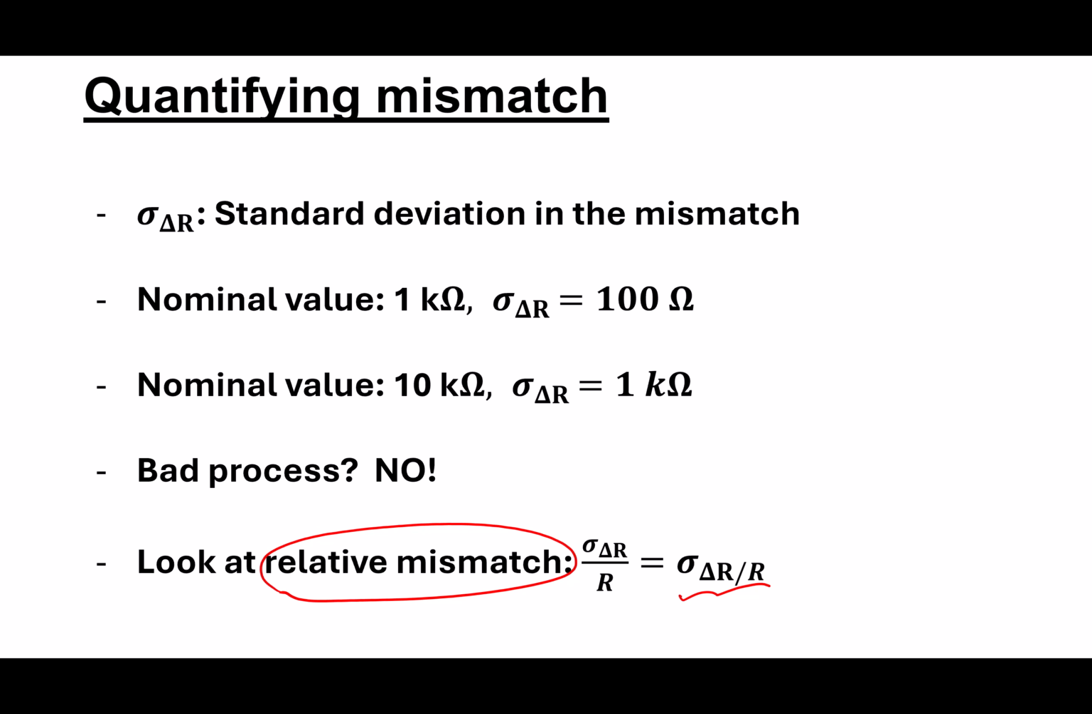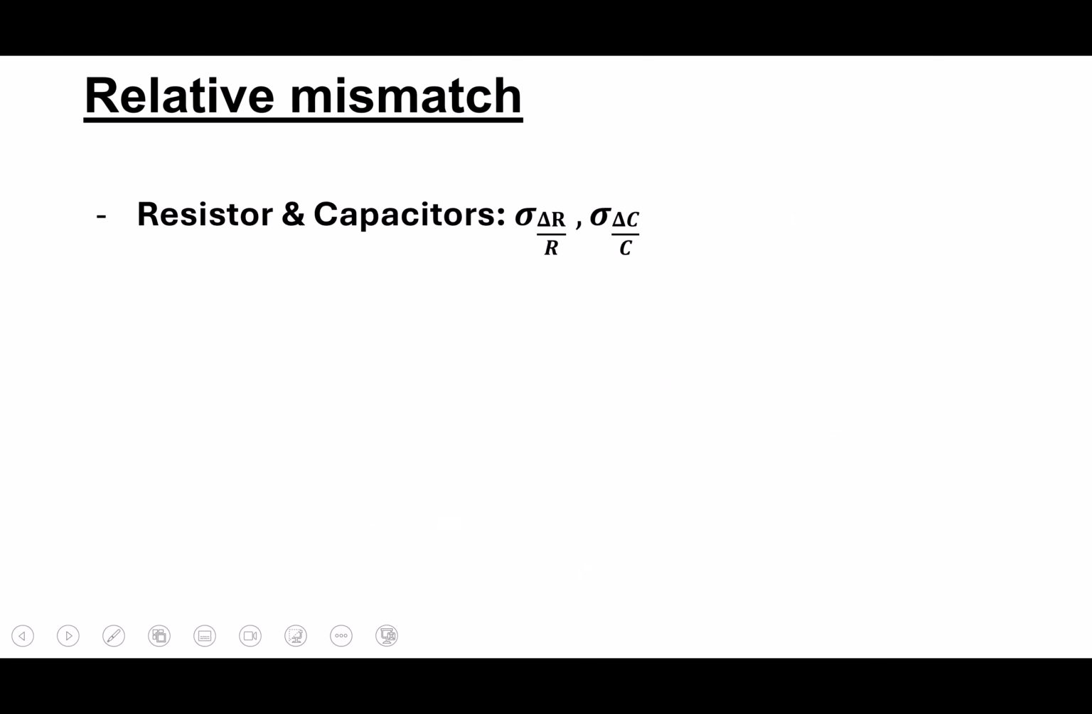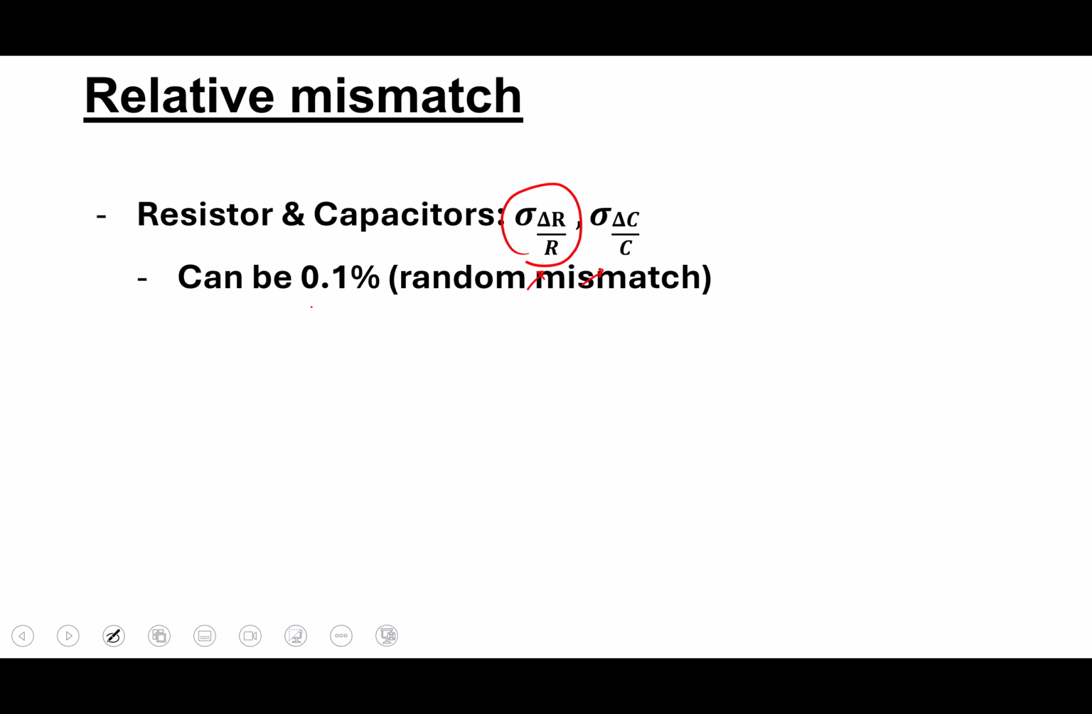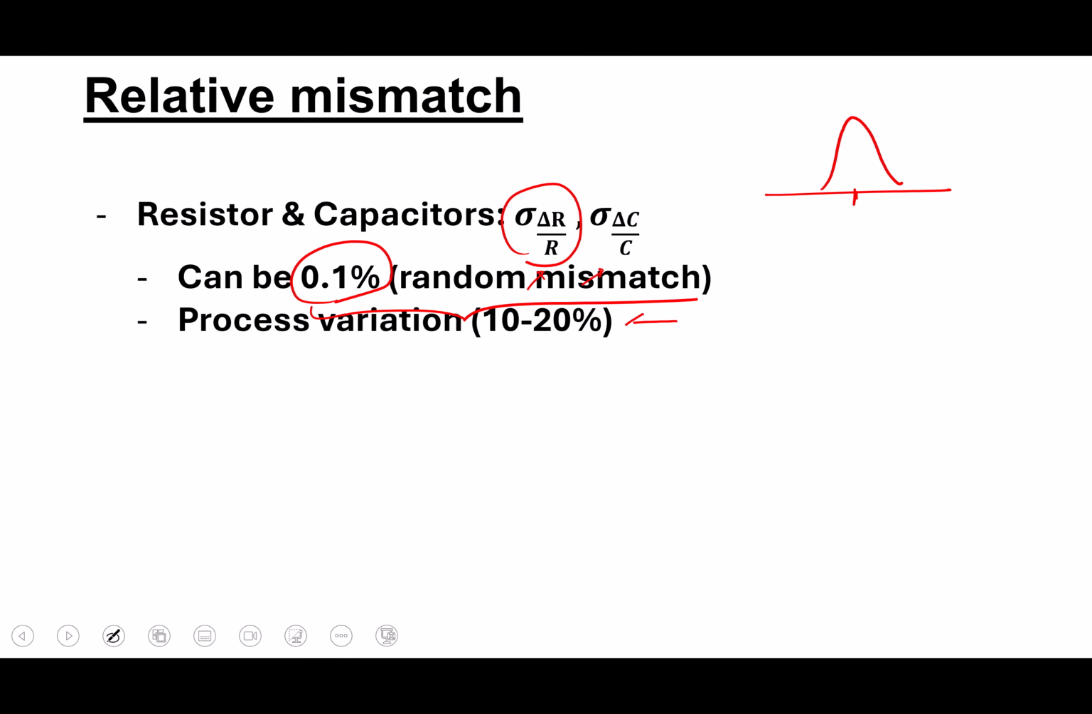Now just like for resistors we have sigma of delta R by R, for capacitors what do you think we'll have? Delta C by C, same thing. So sigma of delta R by R and delta C by C, and it turns out this standard deviation can be very small, that is 0.1%. And remember, this is the random mismatch because we had a fixed mean. Around that we are seeing the spread, and that spread can be kept very small. But the variation in the mean itself from chip to chip, that is the process variation, can be 10 to 20%.